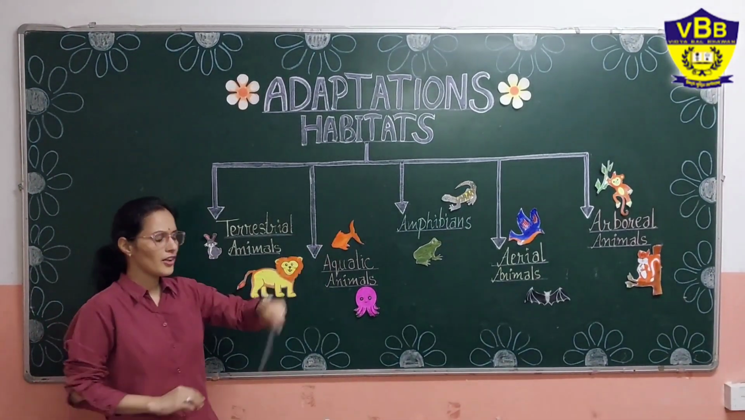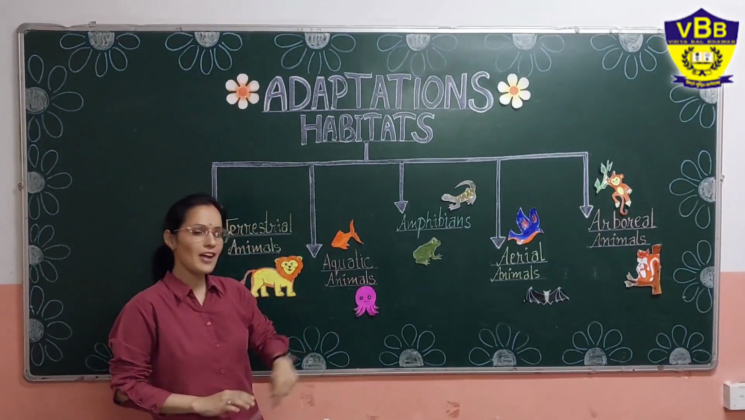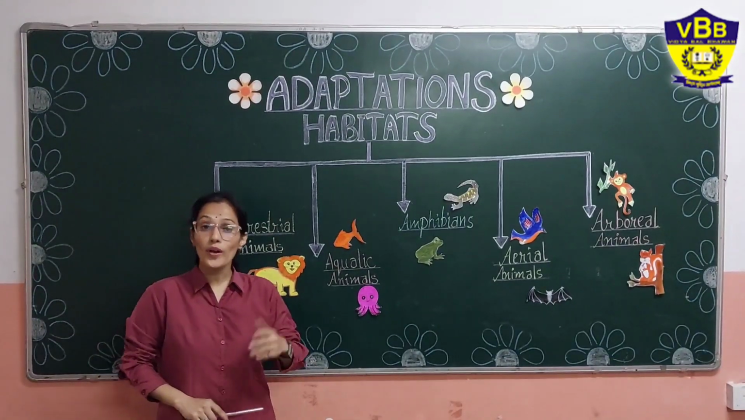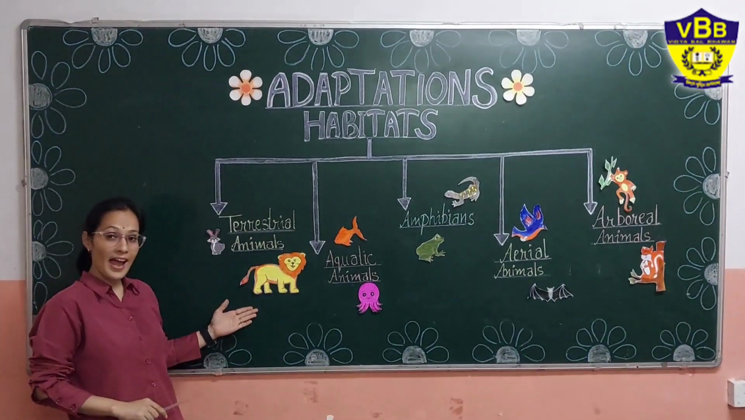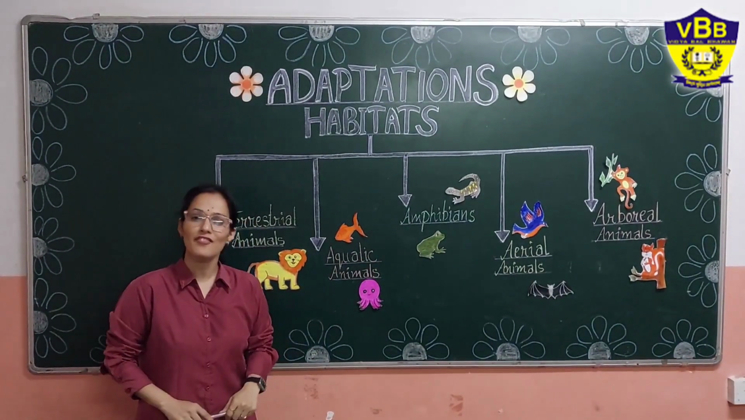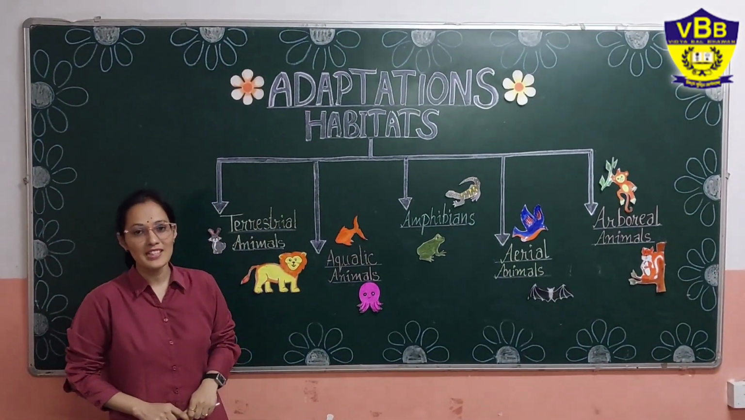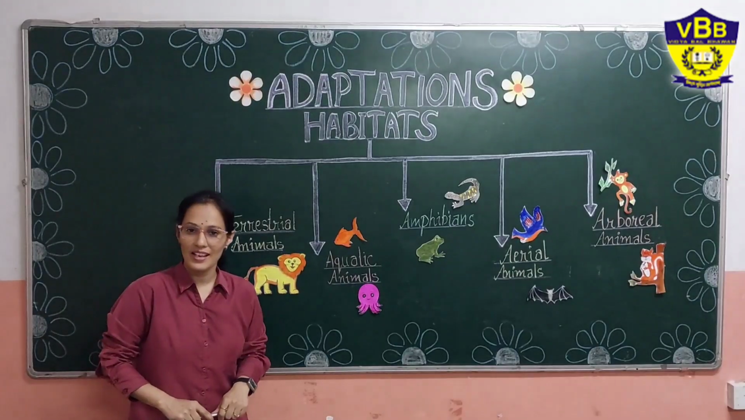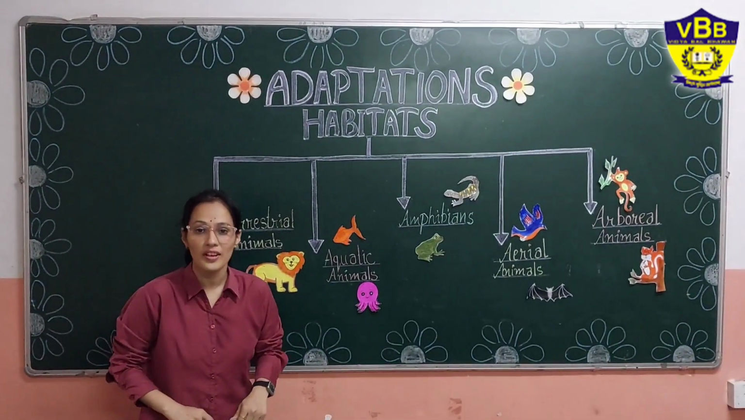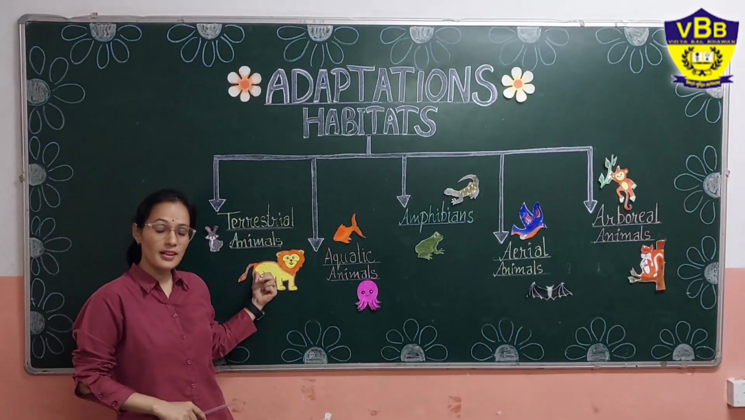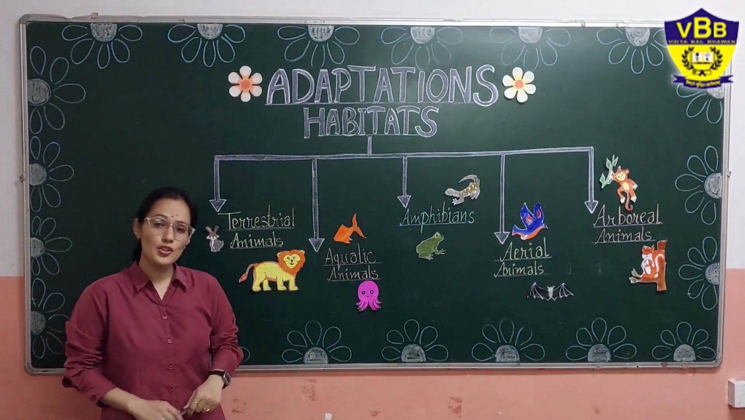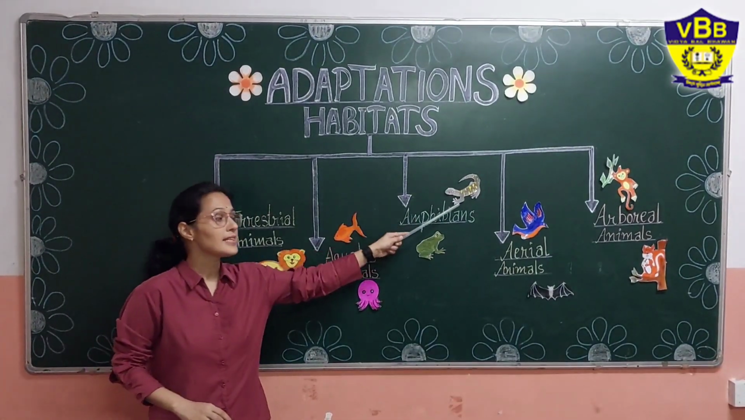Next category, a very interesting category, is amphibians. What are amphibians? Those animals who can adapt themselves to live on land as well as in water. Their body is adapted in such a way that they can live on land as well as in water. I have taken 2 examples, frog and salamander.